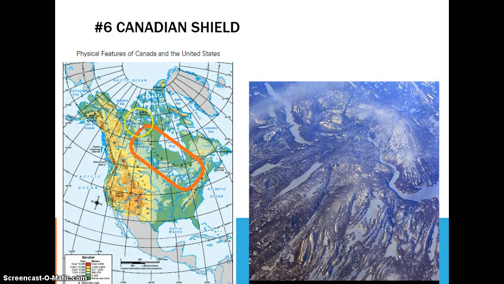The Canadian Shield is up in here in Canada, and it's actually caused by the glacier that was moving across from north to south into America, and as it moved, it carved out all these huge grooves and channels throughout, which made the unique shape of that shield.